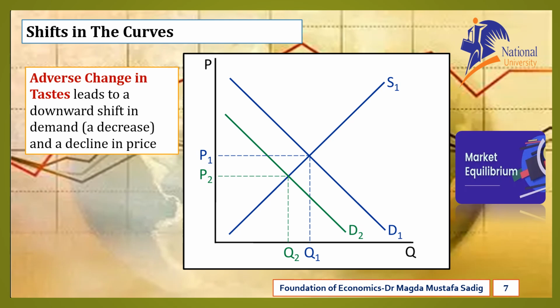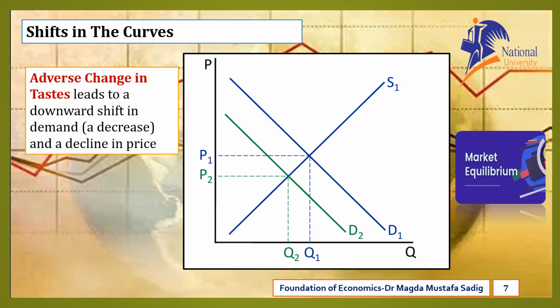On the graph, this new demand curve D2 intersects the same supply curve S1. So the green demand curve with the blue supply curve gives the new equilibrium points P2 and Q2, where we can observe that the price decreased from P1 to P2 and the quantity also decreased from Q1 to Q2.